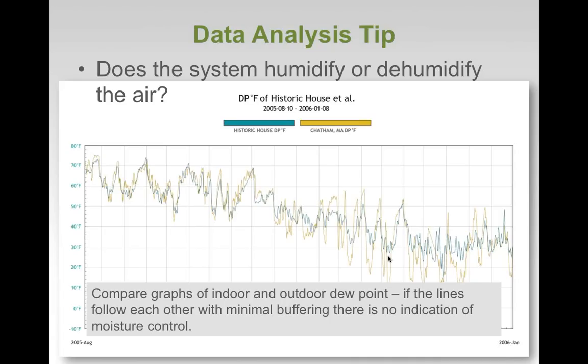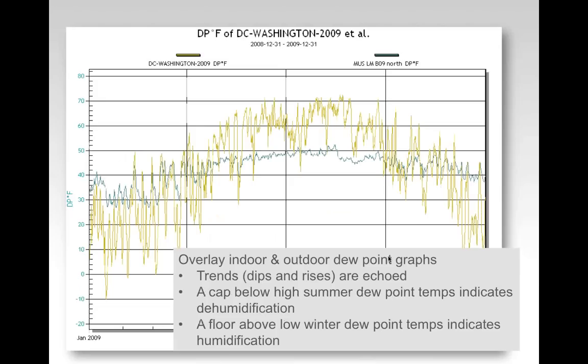However, if you look at a graph like this, here you have Washington, D.C., in a museum B09 North room. Here you see the outside air, the gold, with the curve of the dew point from January to January, so you've got a full year there. And you notice that the dew point here is a little higher, which shows us that from January to, unfortunately it's covered up, but probably late March or April, the system would be adding moisture, or humidifying the space.